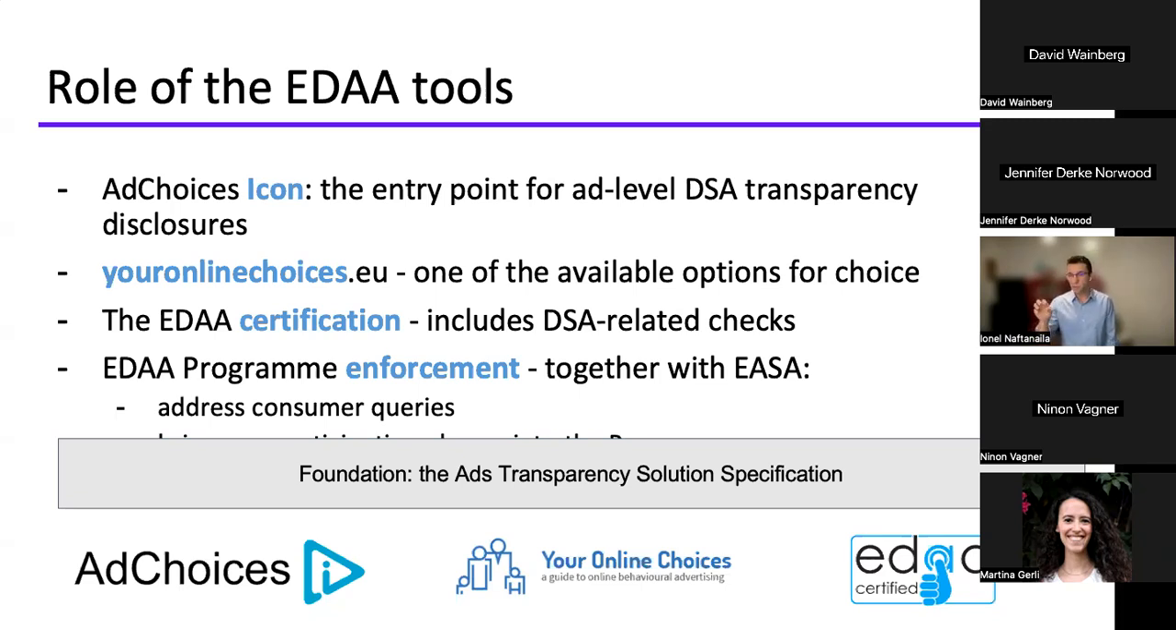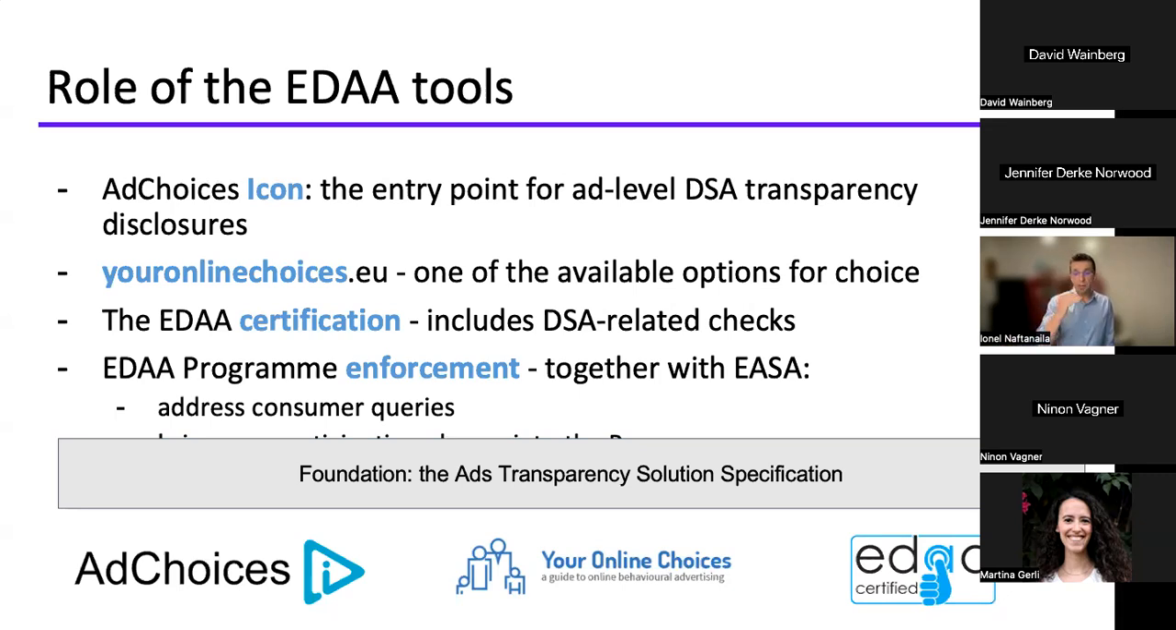And there seems to be a little formatting issue on the slide, so the last row is hidden, but I'm going to read it aloud. So the enforcement side would be aimed towards consumers, to address consumer queries, and also to bring non-participating players into the program. I think this is really important, because platforms will only be able to accommodate Article 26 by collaboration of their upstream partners. So it becomes really important that everyone or most players in the ecosystem would join the mechanism.